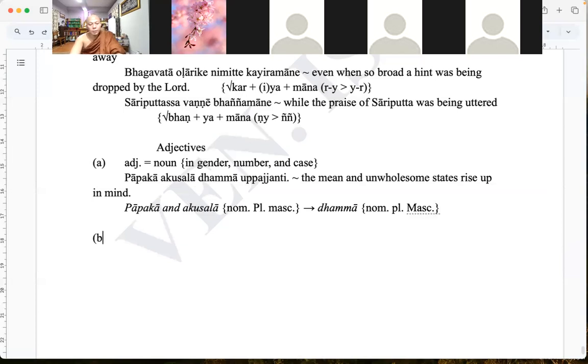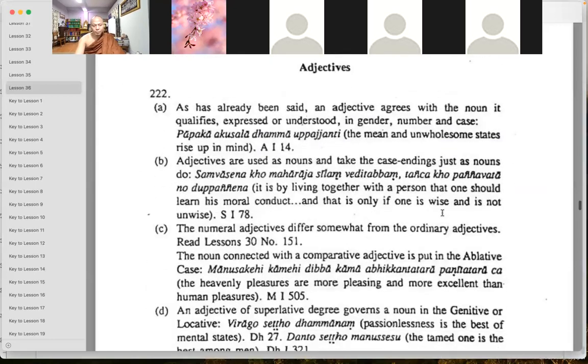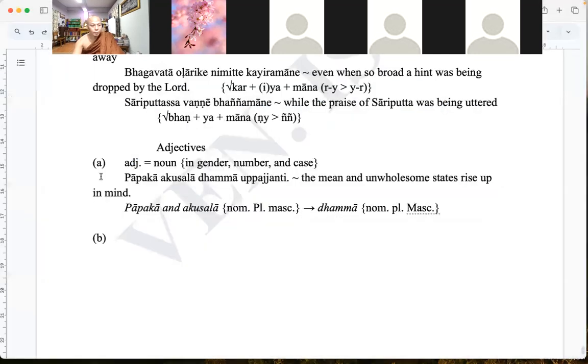And then next is what? Number B. Adjectives are used as a noun and then take the case endings just as nouns do. So here, that means sometimes an adjective modifies a noun, but that noun is not included in the sentence; it can just be understood.